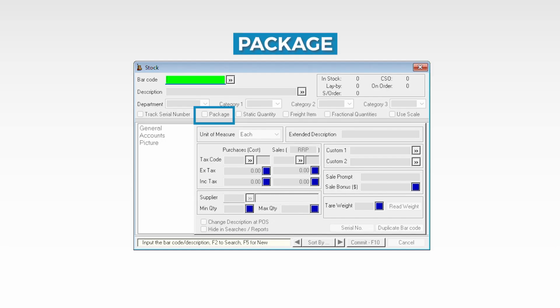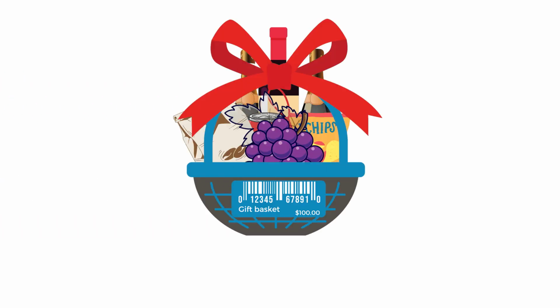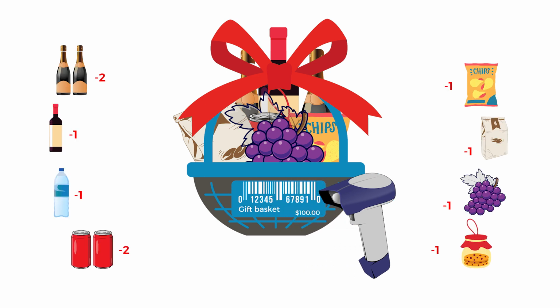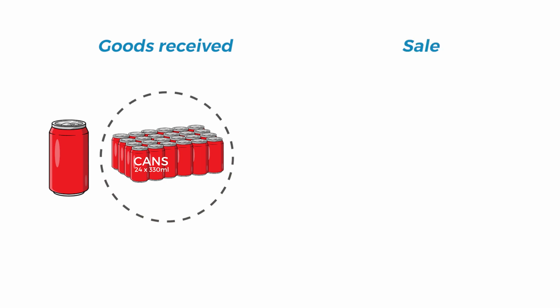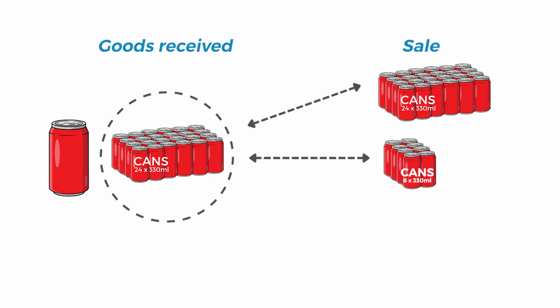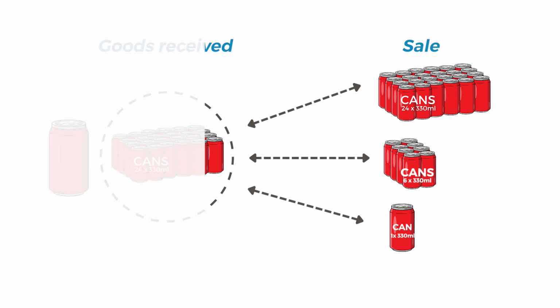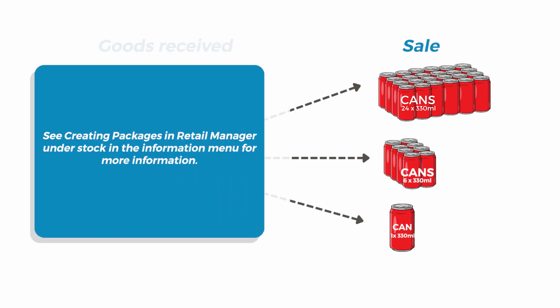RetailManager lets you combine products into packages, where you can sell a number of individual stock items together under a single price. This is ideal for things like gift baskets where multiple products will make up a gift basket. You then scan one barcode, which will take all those items out of stock instead of having to scan them individually. You can also use packages for things like soft drinks. This is where you goods receive a slab of soft drink, but you sell the soft drink by the slab, by a 6-pack, or by the can or bottle. See Creating Packages in RetailManager under Stock in the Information menu for more information.